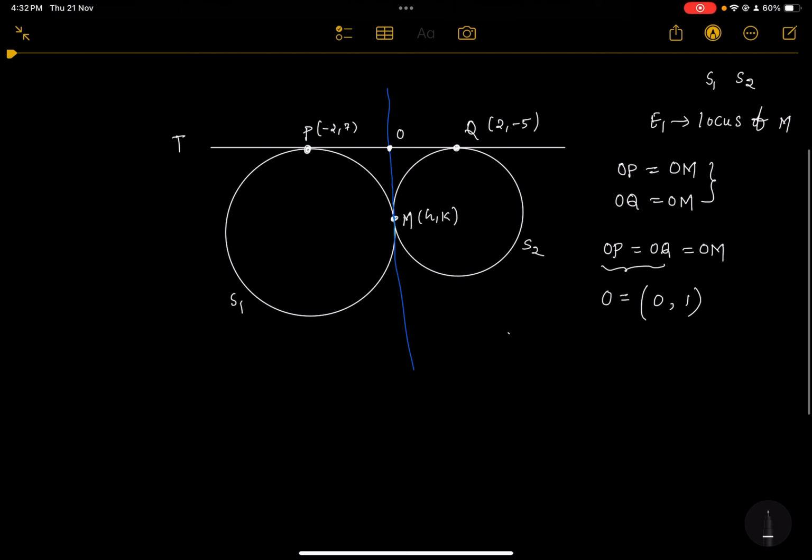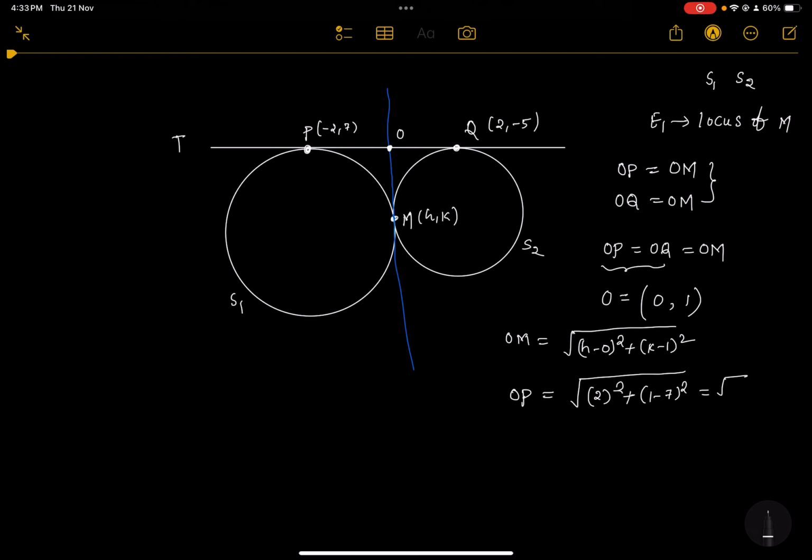Now let us find out OM. OM is the square root of (h - 0)² + (k - 1)². Let's find out OP as well. OP is the square root of (0 - (-2))² + (1 - 7)², 2² + 6². So that is root 40. Now we know OM and OP are equal. So OM² is equal to OP². So h² + (k - 1)² is equal to 40.